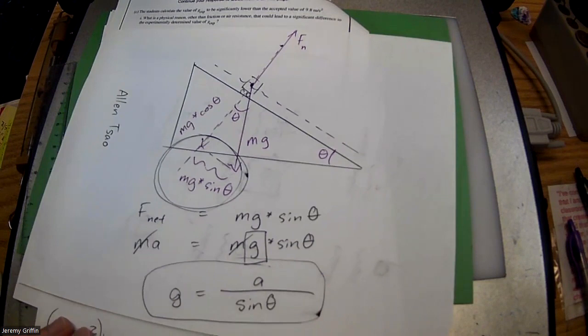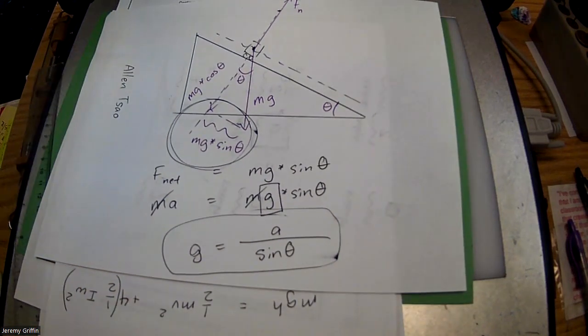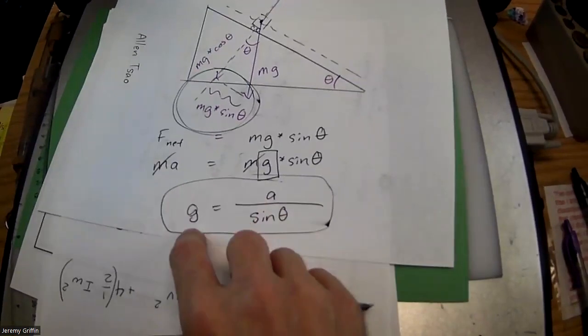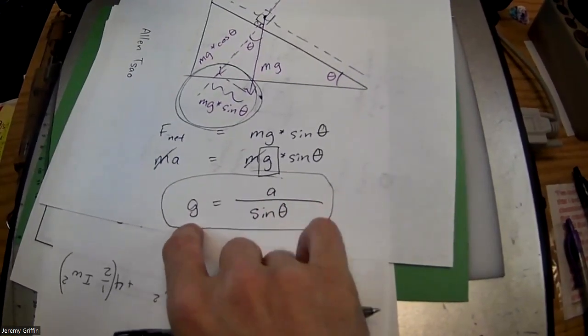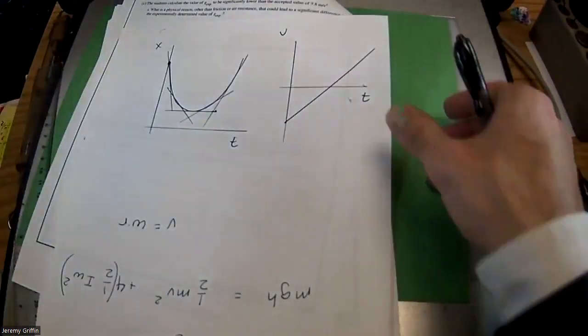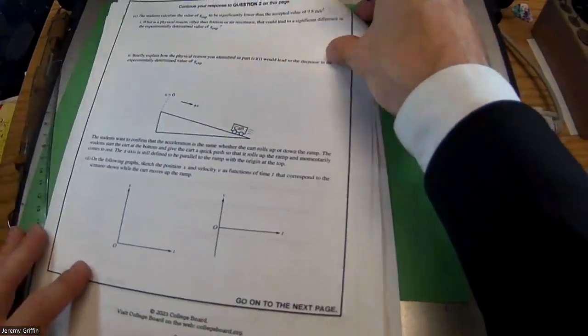Oh, but Mr. Griffith, is it talking about the acceleration of the cart being less than g expected, or is it talking about the g expected solved from this being less than 9.8 meters per second squared? Yeah, that's what it's saying. Okay. All right. And so everybody good so far?